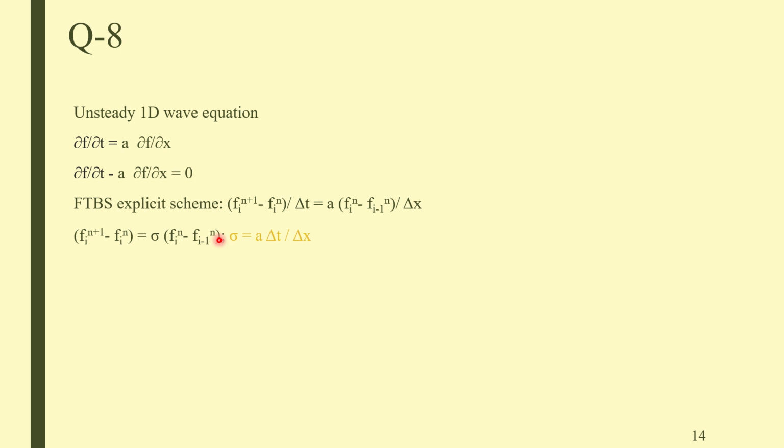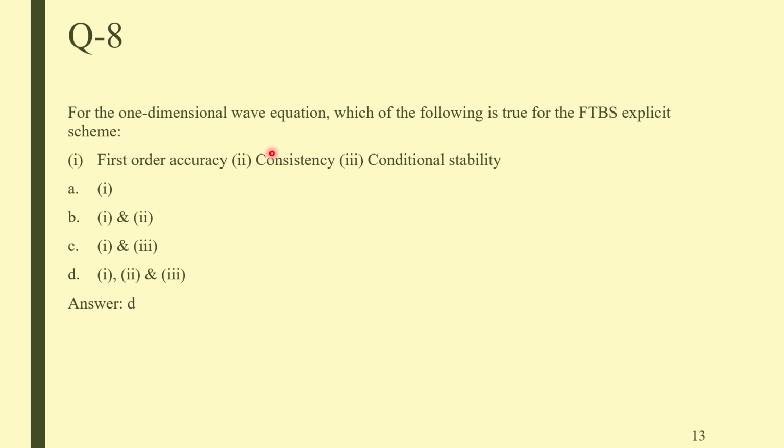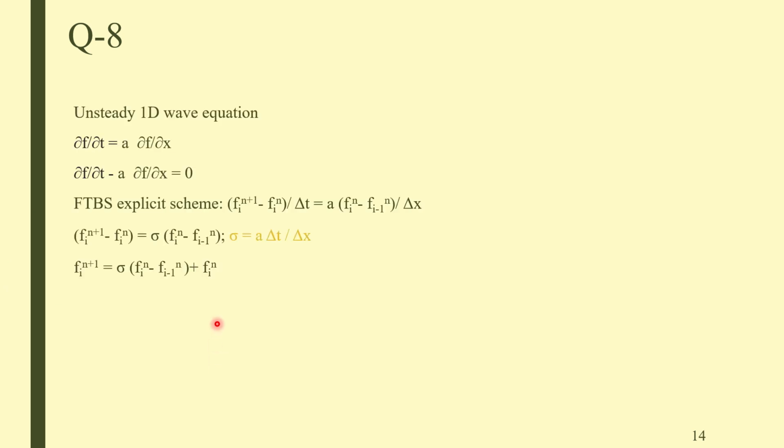So like a into delta t by delta x, there should be a limiting factor for this, and therefore sigma should be less than a critical value, that we call conditional stability. So since it is following some condition, we call it conditional stability. So on that basis, we have first order accuracy true, consistency true, and conditional stability is also true. So the answer to this problem is option D. Now we'll go to question 9.